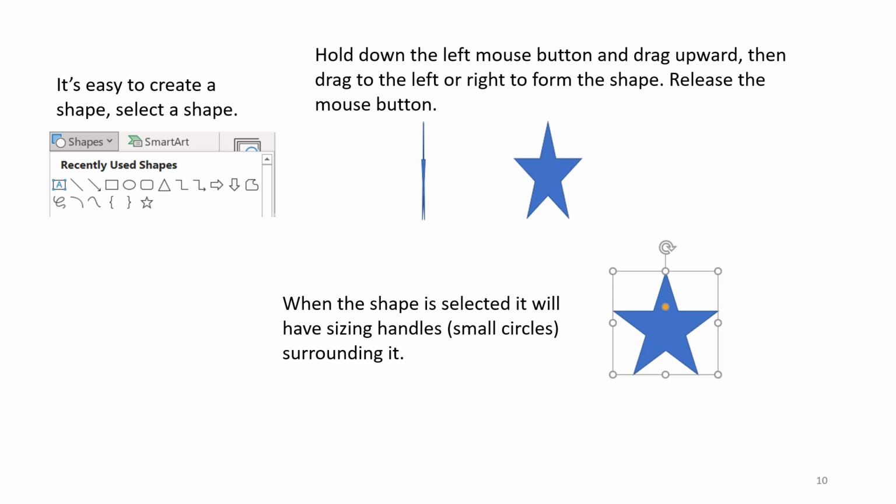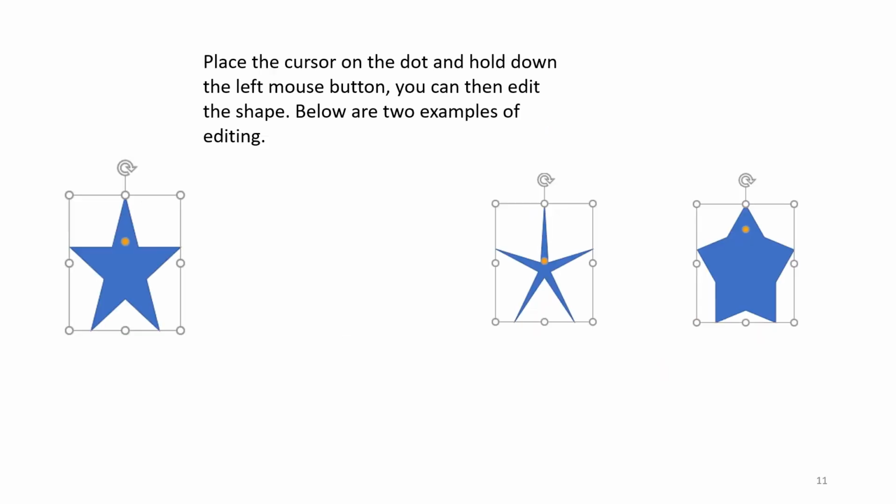Release the mouse button. When the shape is selected, it will have sizing handles, small circles, surrounding it. Place the cursor on the dot and hold down the left mouse button. You can then edit the shape. Below are two examples of editing.